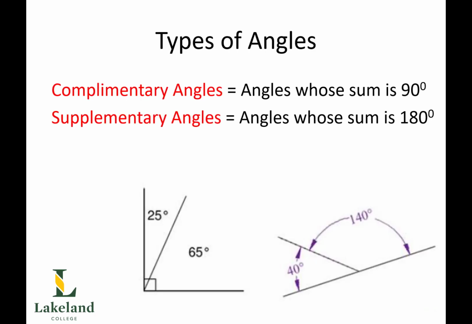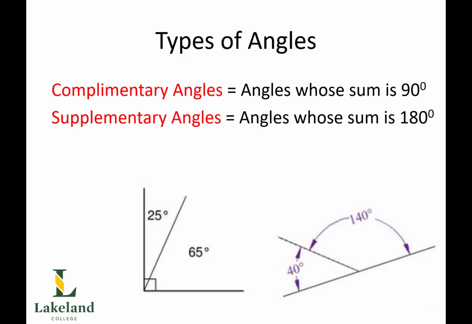Okay, now something that's not mentioned in your textbook but is required is that we need to be aware of something called complementary and supplementary angles. Complementary angles are angles whose sum, that is, they add up to 90 degrees. So the diagram bottom left here shows us two angles, 25 and 65. Because these are complementary, it means that 65 plus 25 gives us 90 degrees. Those would be complementary angles.